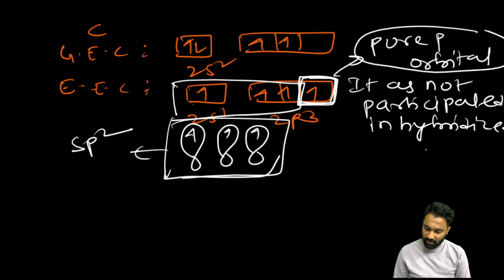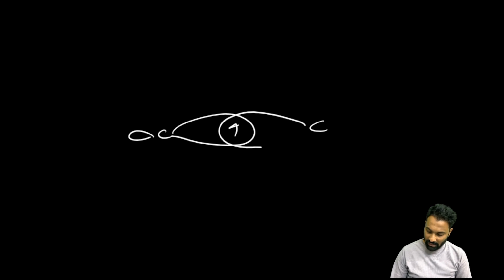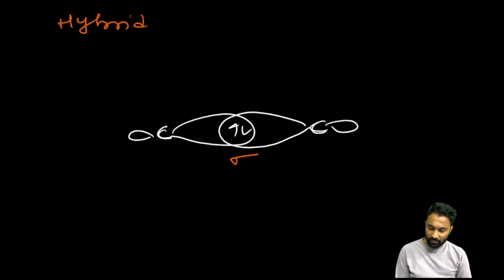Now, these three new hybridized orbitals should arrange themselves in such a way that they are free from repulsion. At a bond angle of 120 degrees, when they are arranged, they are free from repulsion. Now you see how they are arranging. On one carbon we have one electron, and on the other carbon we also have one electron. Here this carbon and this carbon form the sigma bond.